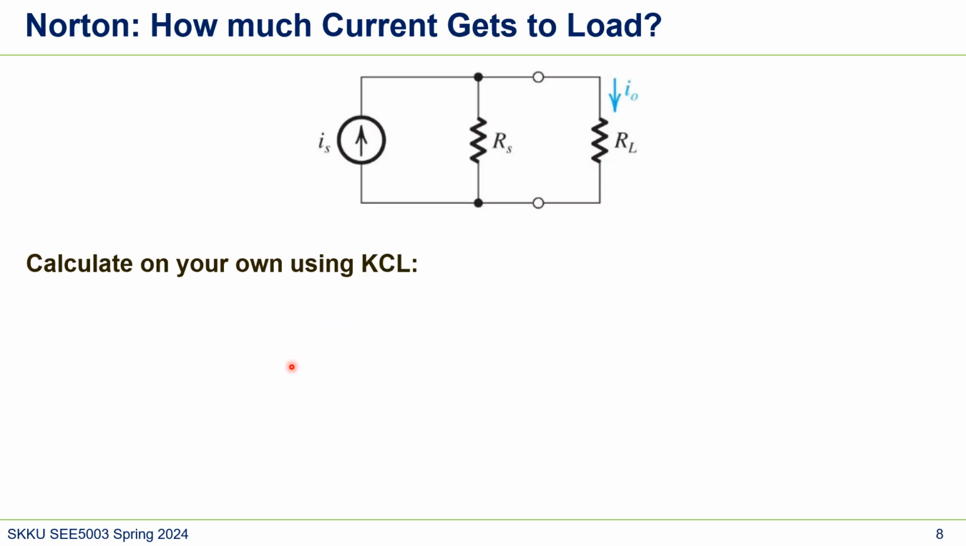Now the Norton equivalent. Please stop the lecture and calculate the current Io on your own. To calculate it, we can use KCL.